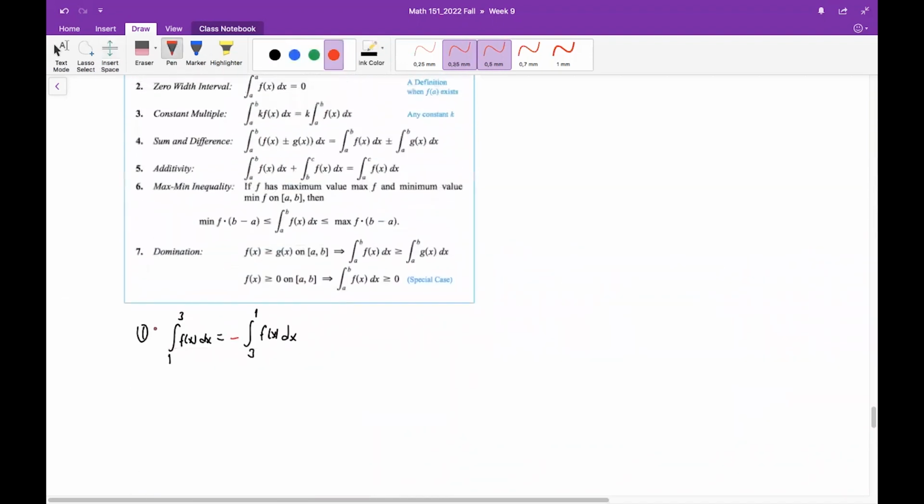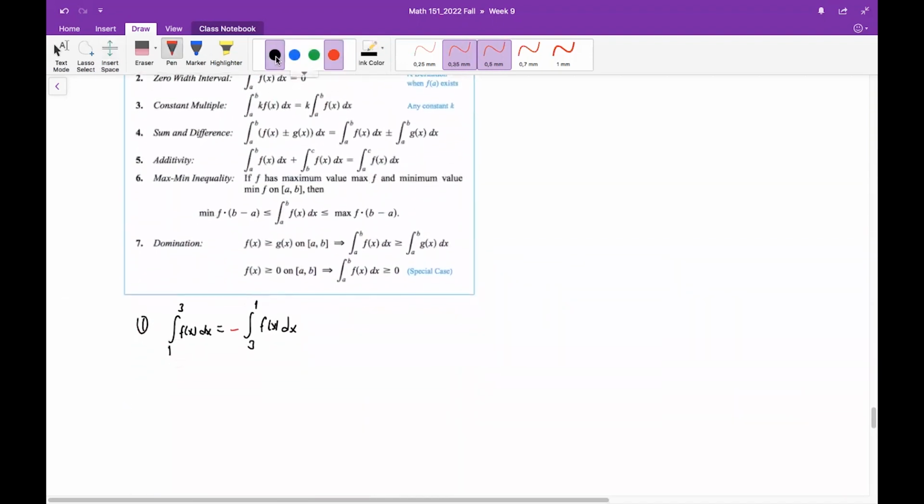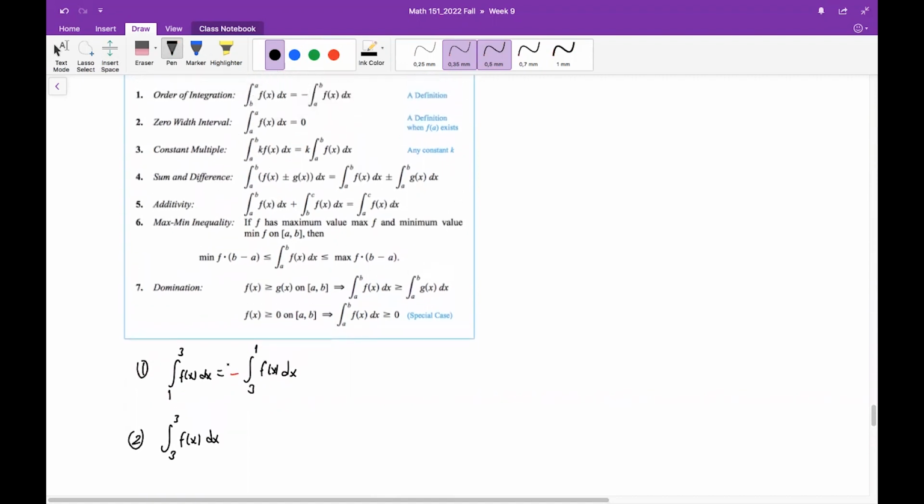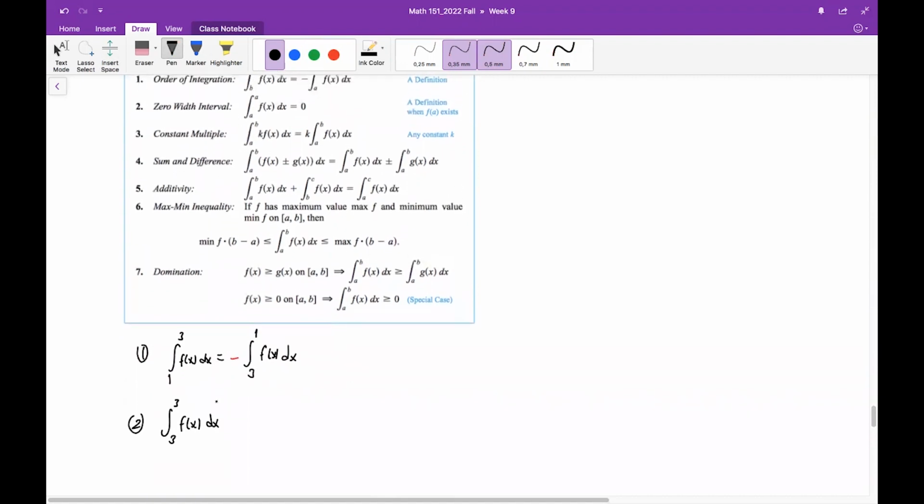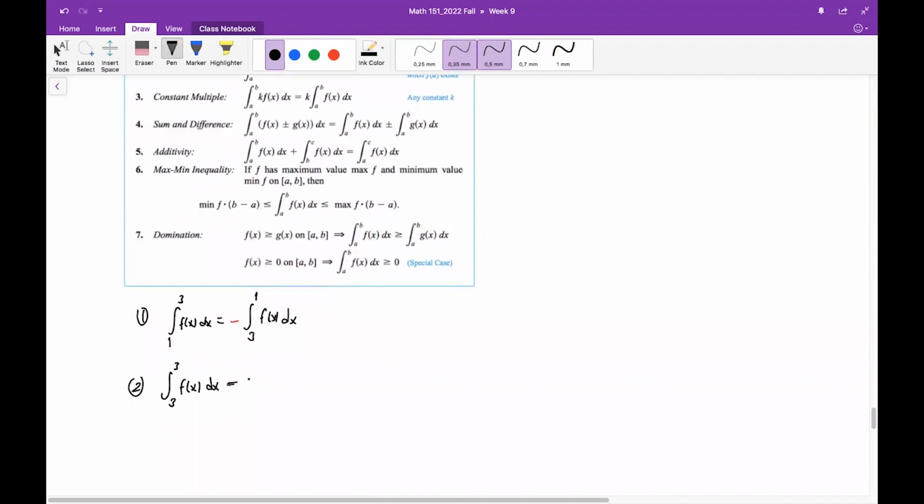Okay, what is the second property? It is saying that if you compute the definite integral of your function from 3 to 3, from the same point to the same point, then you will obtain nothing. The result will be just 0, okay?